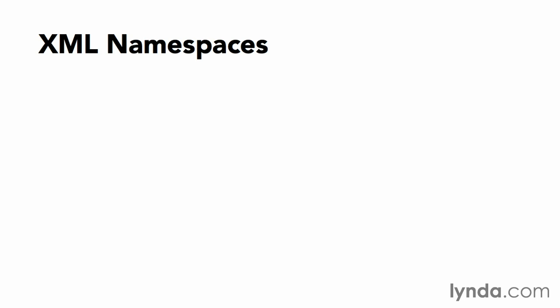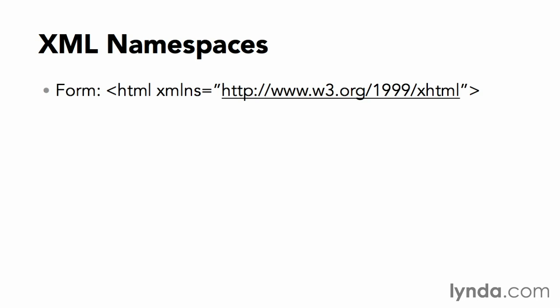All right, let's wrap up this chapter by talking about XML namespaces and why they're used. XML namespaces have the form of the letters XMLNS and then equal to some character string. And if you've used HTML before, you've probably seen this. It usually appears on the HTML tag.